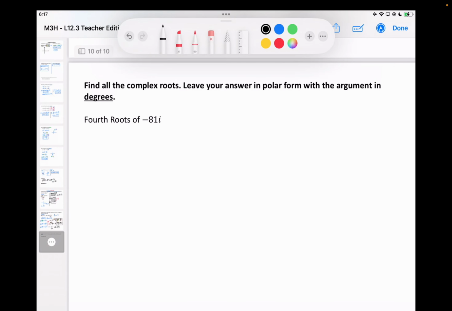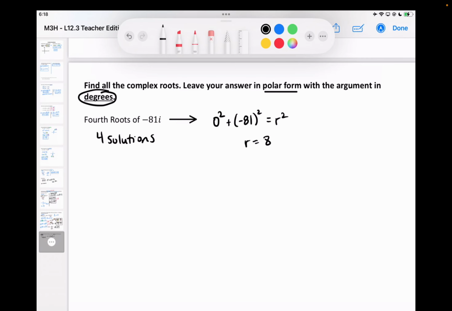For the last problem, we are going to leave our answers in polar form, but we're also going to make sure it's in degrees. But we don't have to do that last conversion, so that kind of ugly conversion we did at the end. This time we're doing a 4th root, so this is 4 solutions, but we're still going to go ahead and convert this to polar form. It's currently standard form. Once again, just like last time, because the negative 81 represents our y value, you would get something like this. So 0 squared plus negative 81 squared equals r squared. Our radius is just going to be the 81. Because if you take the square root of 81 squared, it's 81.